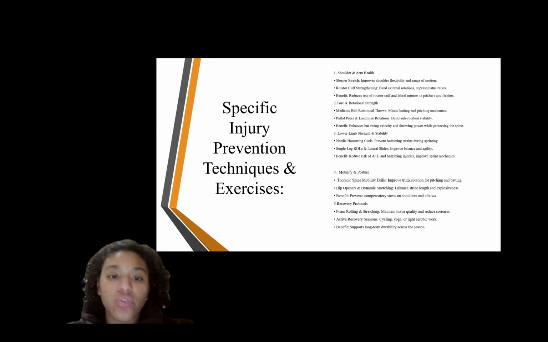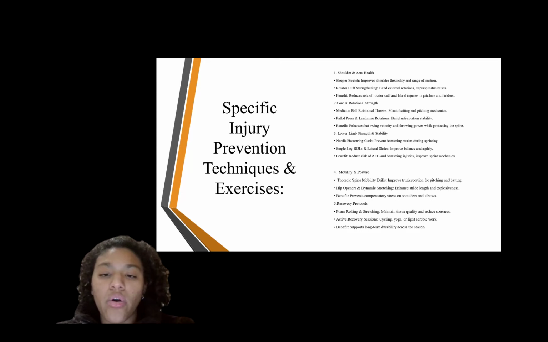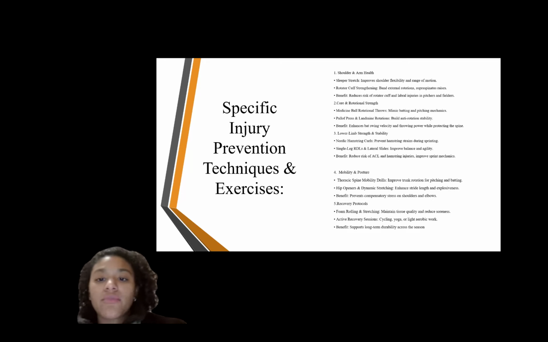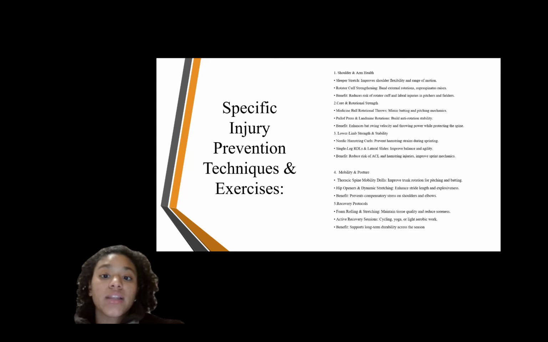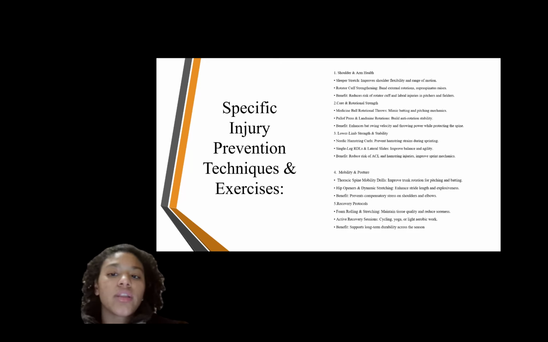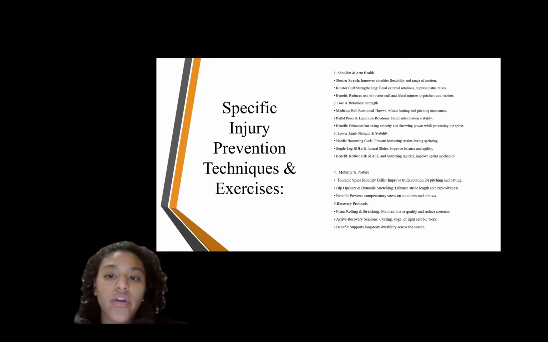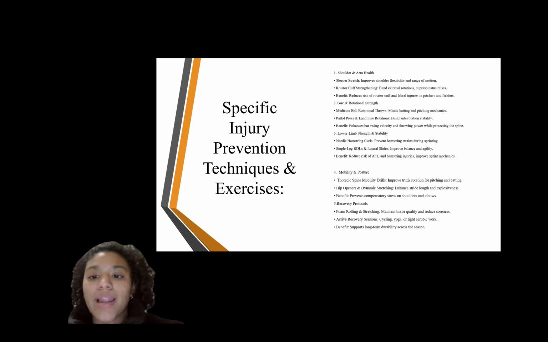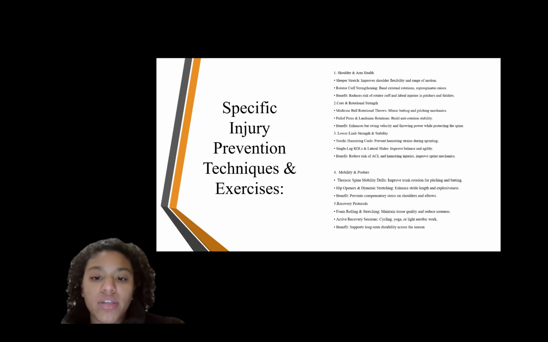Core and rotational throws. We want to implement medicine ball rotation throws, Pallof press, or landmine, the benefits of which would be to enhance bat swing velocity and throwing power while protecting the spine. For lower limb strength and stability, we want to implement Nordic hamstring curls, single leg RDLs, or lateral slides to improve balance and agility. The benefit is to reduce the risk of ACL or hamstring injuries, improving their sprint mechanics.